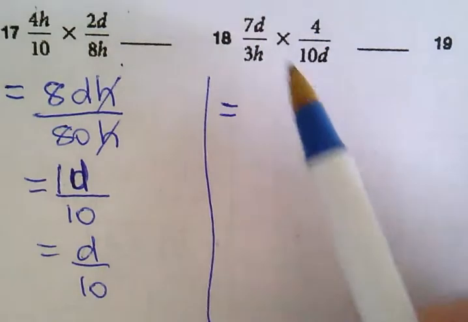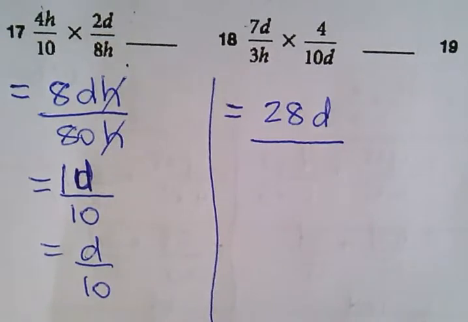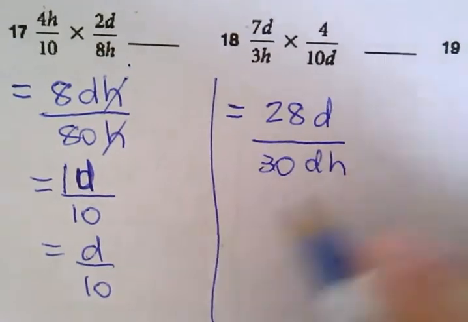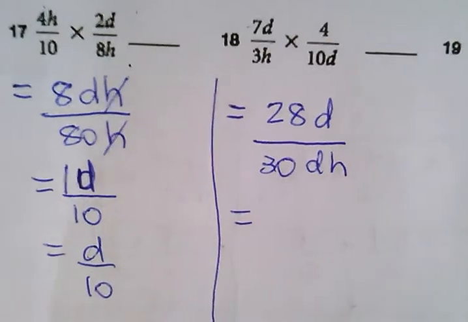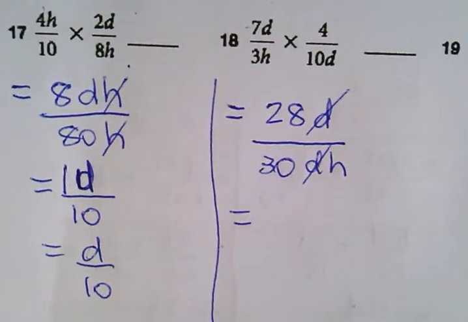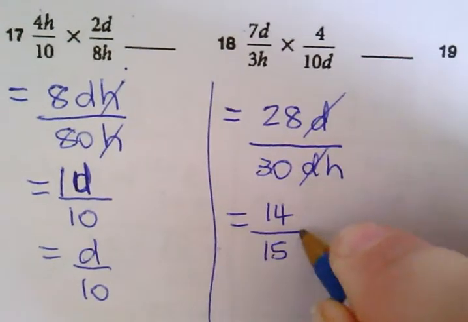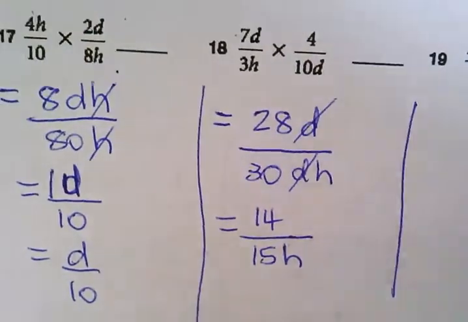D times 4. 7 times 4 is 28 and throw on a D. What have we got next? 3 times 10 is 30DH or HD, it doesn't matter. Now, we know the D's cancel because there are multiplication symbols between everything. 28 over 30, they're both even numbers. They're both divided by 2. So, you can do 28 ABC 30 equals, and you will get 14 over 15. Where do I put the H? On the denominator. Good. Next.